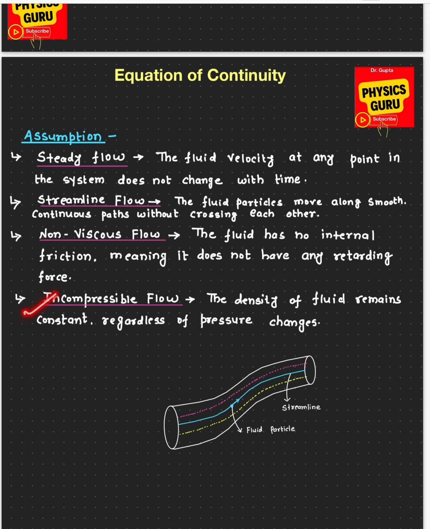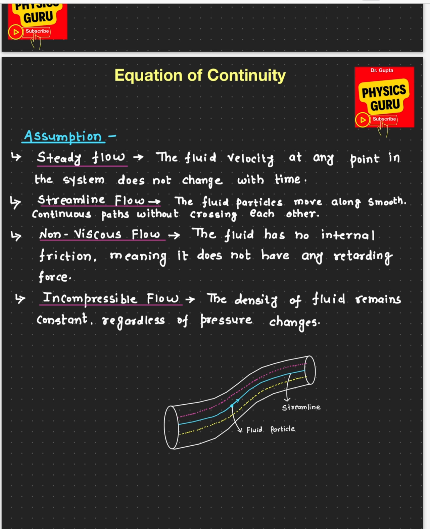And then the last one is incompressible liquid. That means the density of the fluid does not change regardless of pressure change. The pressure changes from point 1 to point B, but the density does not change. That we call an incompressible liquid. Okay, so this is the ideal fluid.